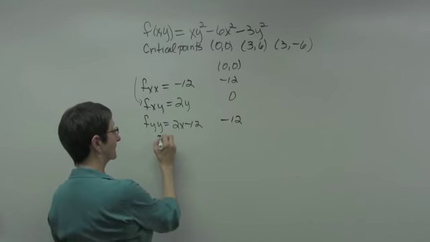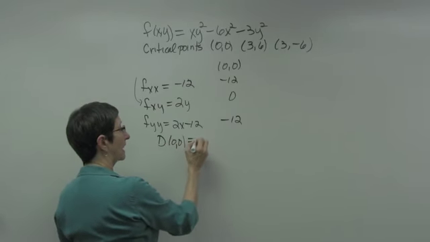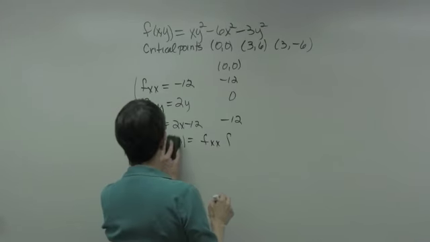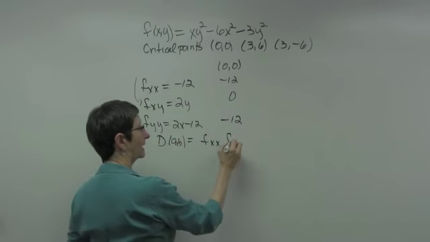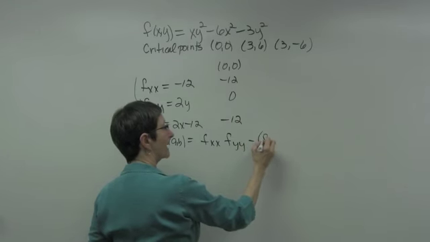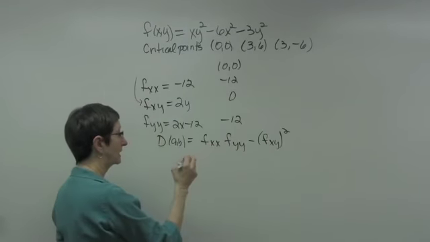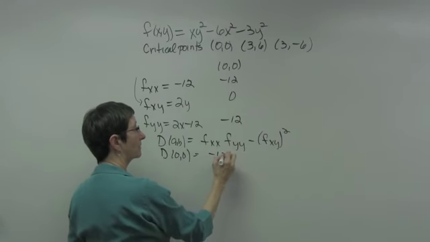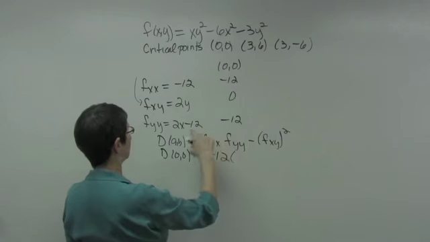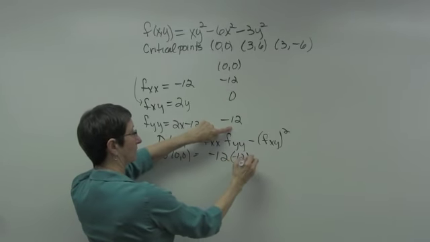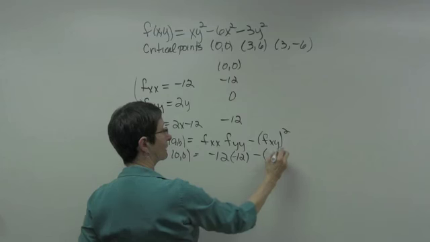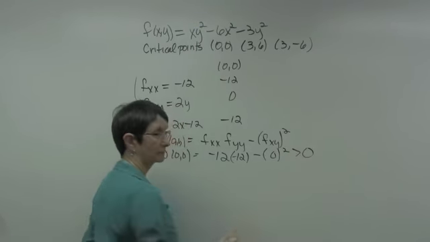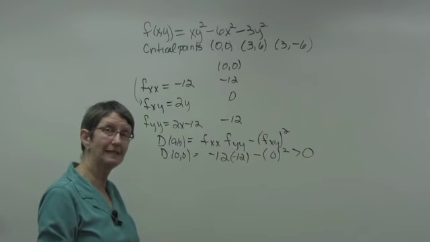The discriminant says, check your point, by multiplying fxx times fyy minus fxy squared. So if I'm checking at 0, 0, fxx is negative 12, fyy is negative 12, fxy is 0 squared. Negative times the negative means that is a positive. I have an extremum if it's positive.